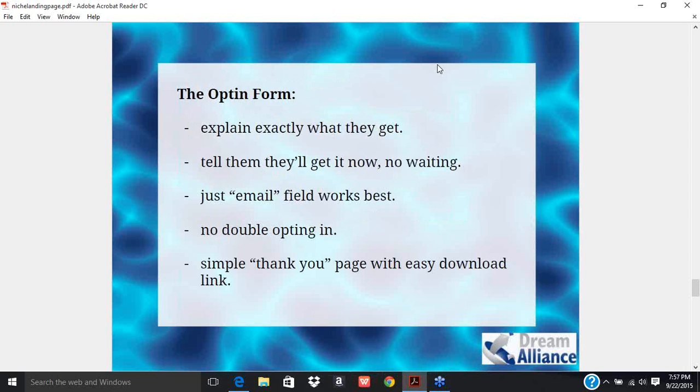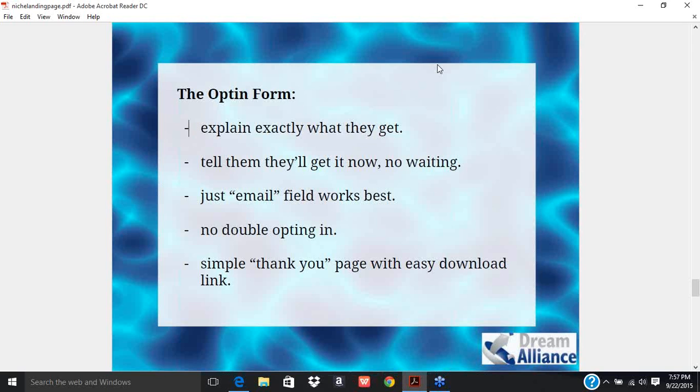The opt-in form, very quickly, is very simple. Don't put a lot of thought into it. It's just an opt-in form, okay? But this is actually your next piece of advice here. Explain exactly what they're going to get. Tell them to get it now, no waiting. Instant gratification, get it instantly. Use those words, please.